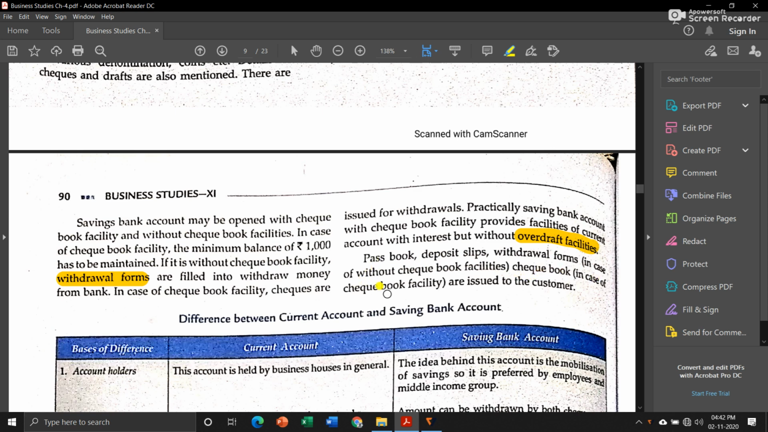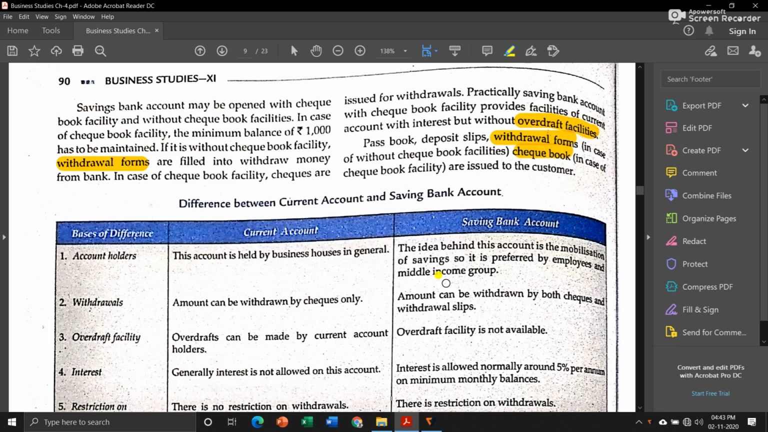Then passbook, deposit slips, and withdrawal forms in case of without checkbook facilities. Checkbook in case of checkbook facility is issued to the customer. Normally passbook, deposit slip and withdrawal forms, means if you haven't taken a checkbook, then they will provide you withdrawal forms, but if you have taken a checkbook, then passbook, deposit slips and checkbook will be given to you after opening a savings account.